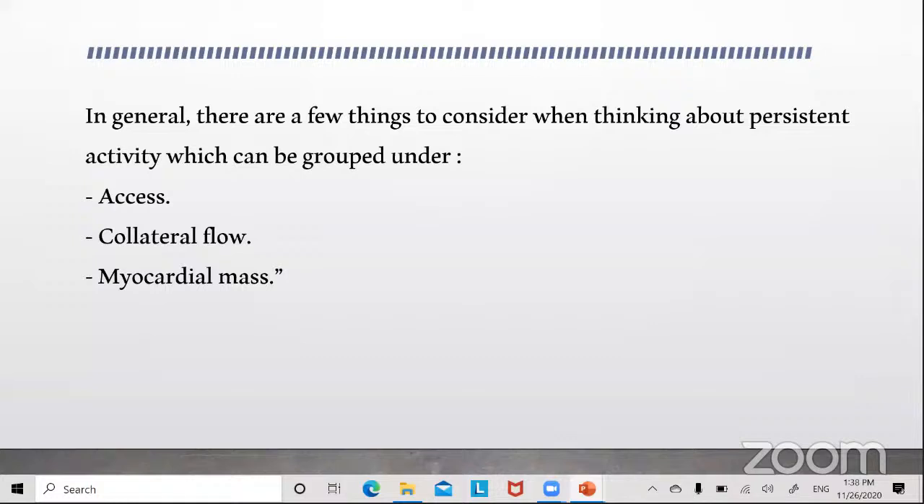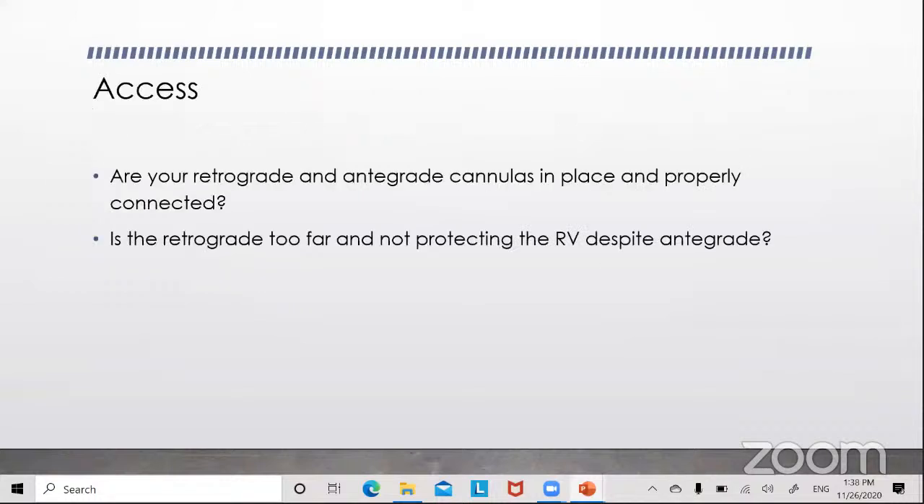Finally, there are a few things to consider when thinking about persistent activity, which can be grouped under access, collateral flow, and myocardial mass. Access: are your retrograde and antegrade cannulas in place and properly connected? Is the retrograde too far and not protecting the RV despite antegrade?